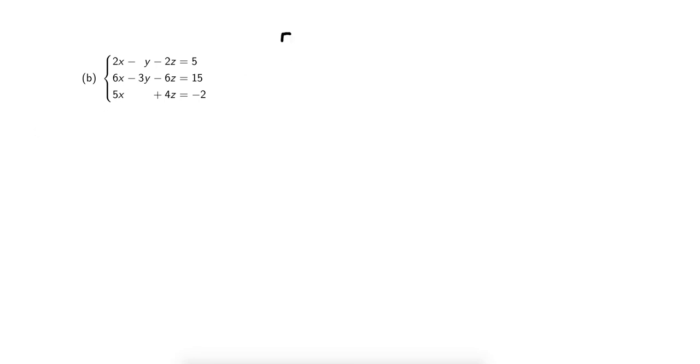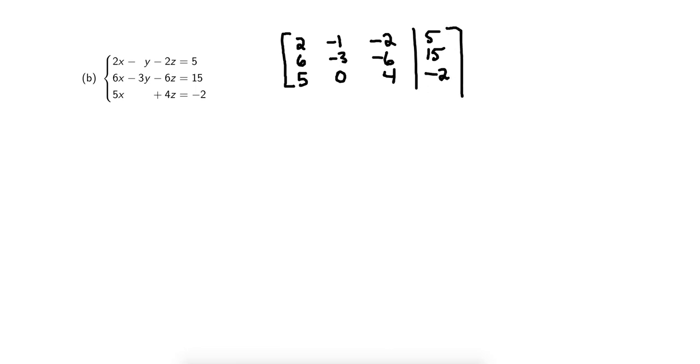So if we draw our augmented matrix: 2, -1, -2, and then a 5. Then 6, -3, -6, and then a 15. Then 5, 0, 4. Again, if you're ever missing a variable, fill it with 0. And then -2. For this one, we actually could, if we want to.